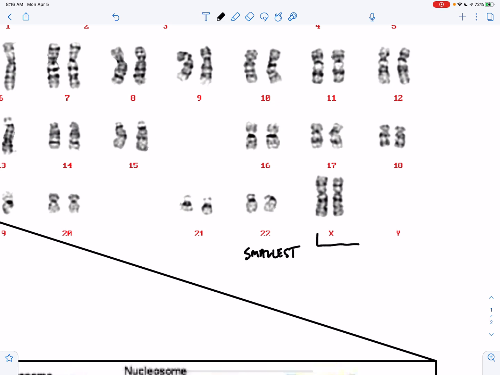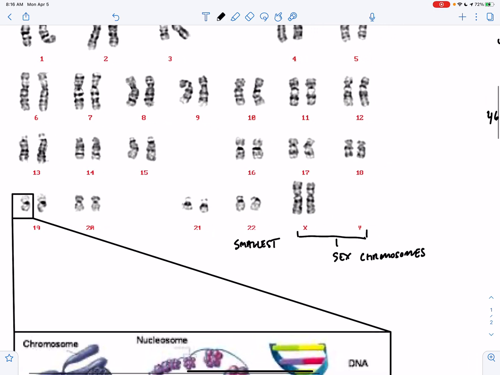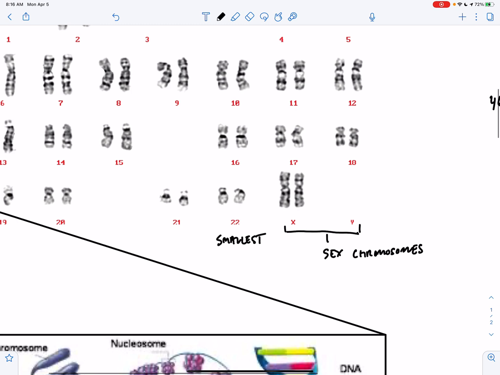And then these two sets of chromosomes here are slightly special. These are called the sex chromosomes, and they determine whether or not someone will be male or female in terms of their sex, not necessarily their gender.